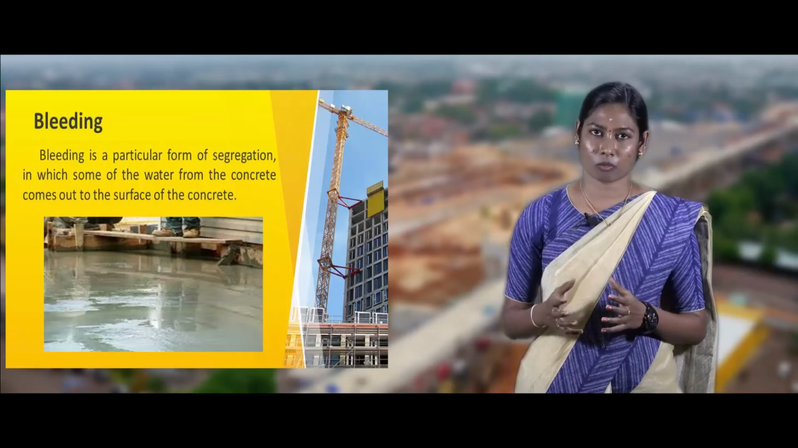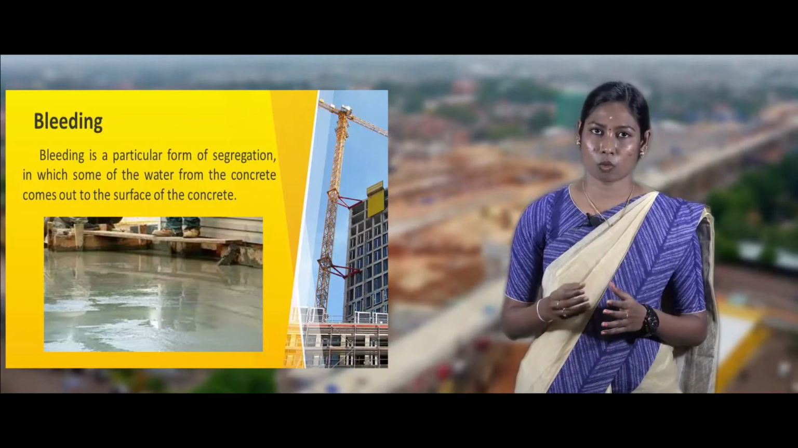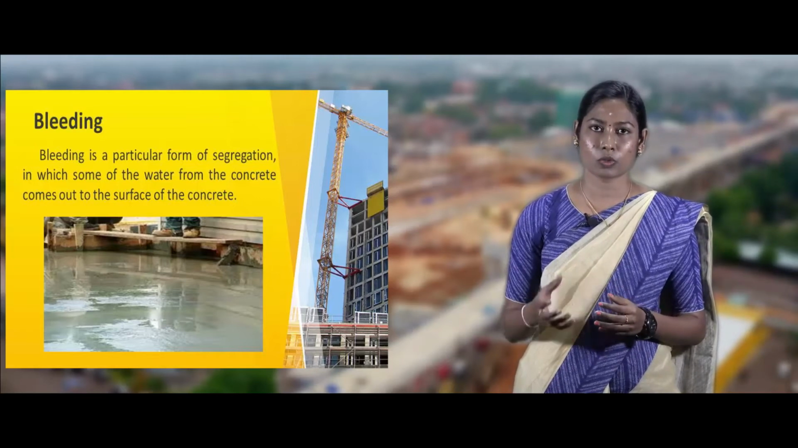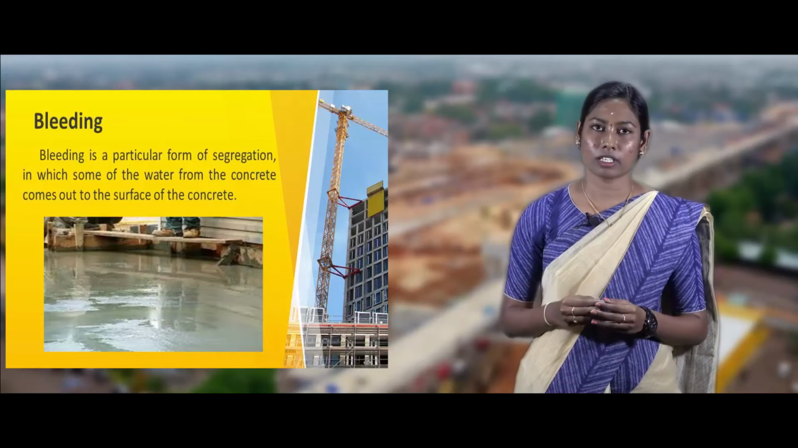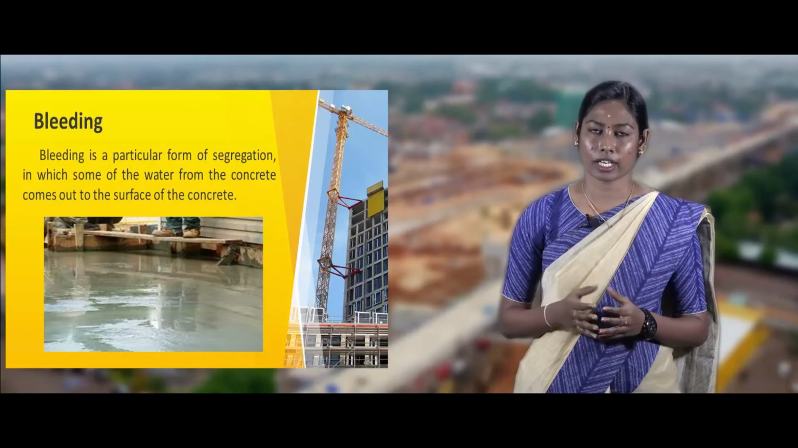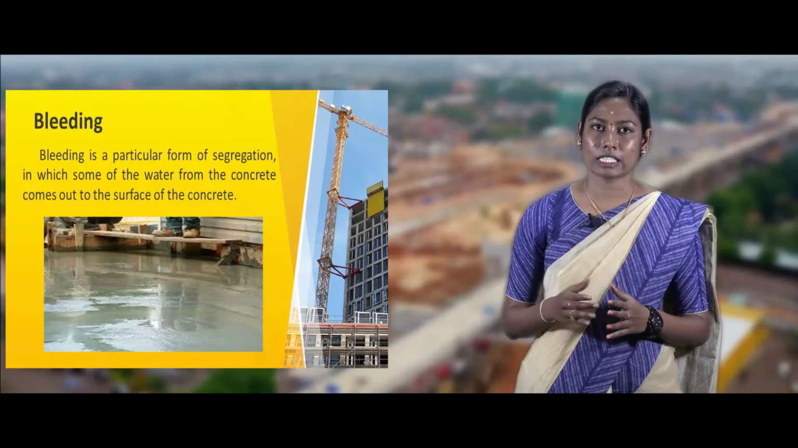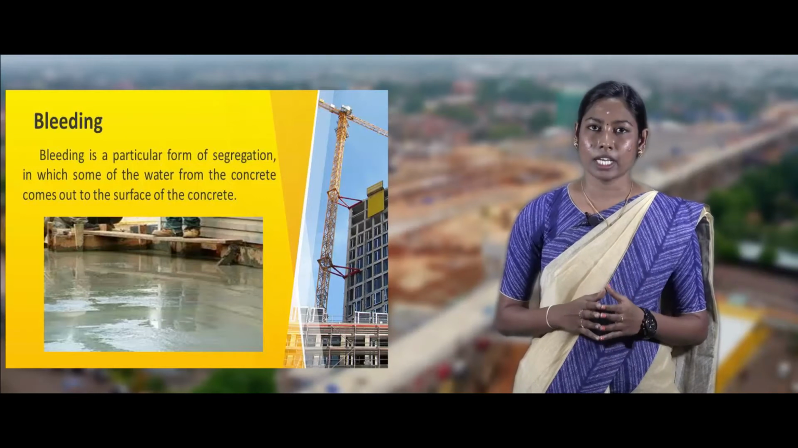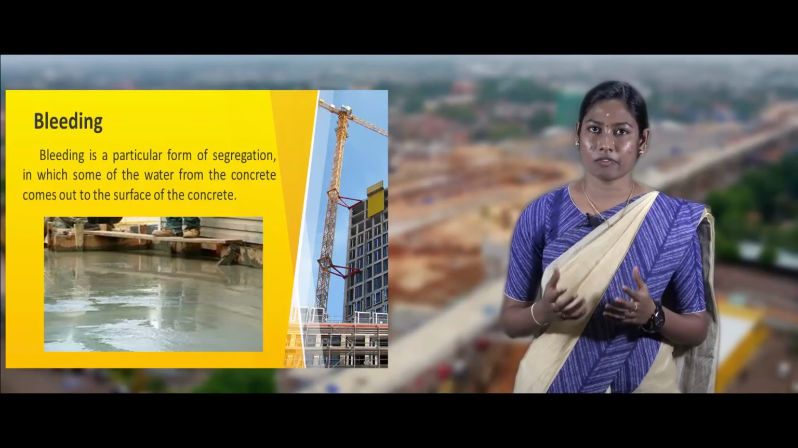Next one is bleeding. Bleeding is a particular form of segregation in which the water from the concrete comes out to the concrete surface. The water rising to the surface carries cement particles and sand particles, which on hardening form a scum layer called laitance. Bleeding takes place in highly wet mixes.